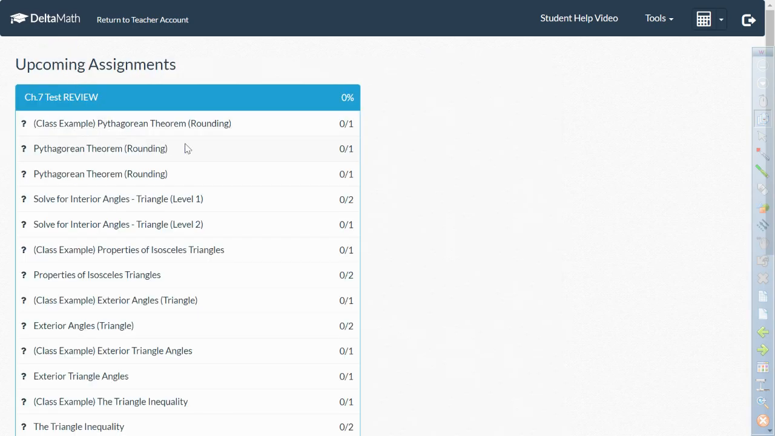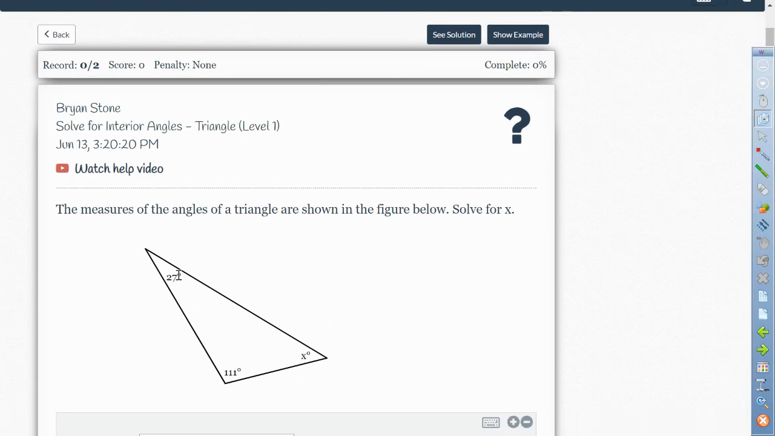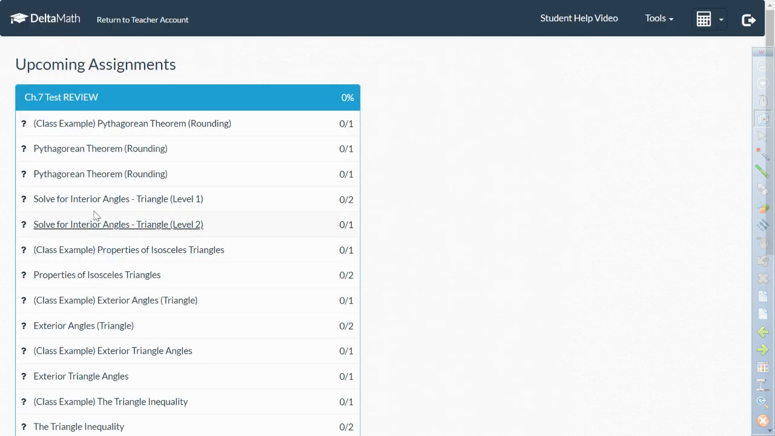All right, so from here, it gets into solving for interior angles of triangles. I don't have an example for these because I think you should be able to do them. These are the problems where all you need to remember is that the 3 angles of a triangle add up to 180. So you'll do X plus 111 plus 27. Your example is going to look different than this, but you'll add those together, set it equal to 180, and go from there. That's what the next couple sections are about.